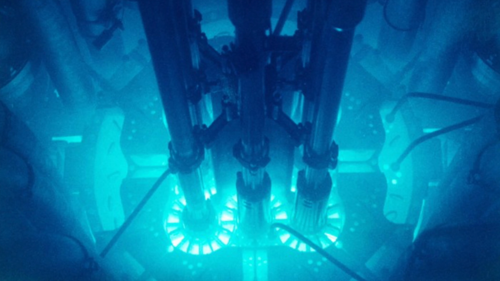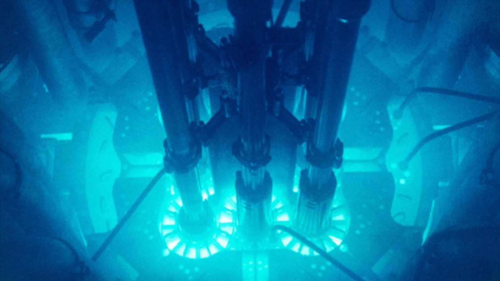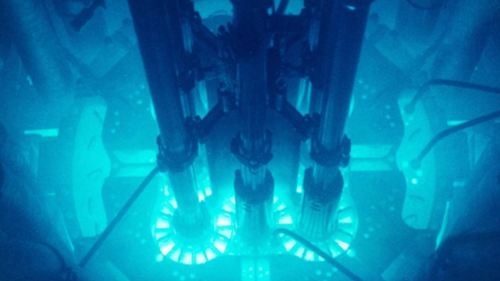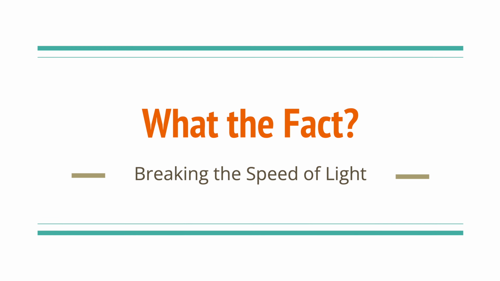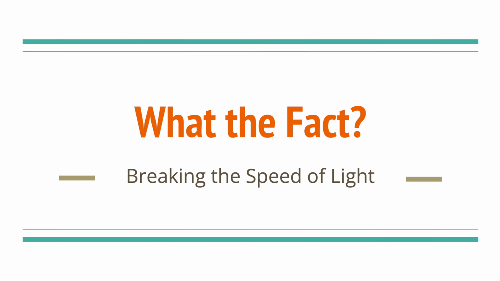Today's topic is this. What you are seeing here is called Cherenkov radiation, named after the Nobel Prize-winning Soviet physicist Pavel Cherenkov, who first discovered what causes it. Cherenkov radiation forms when particles, usually electrons, travel faster than light. And it happens most commonly in nuclear reactors, which release a lot of electrons.